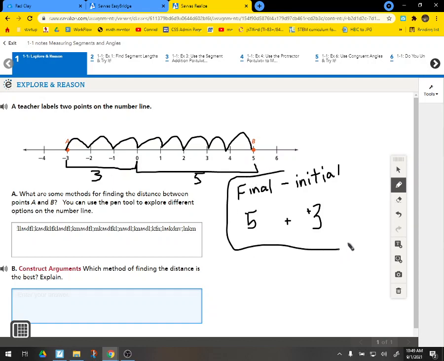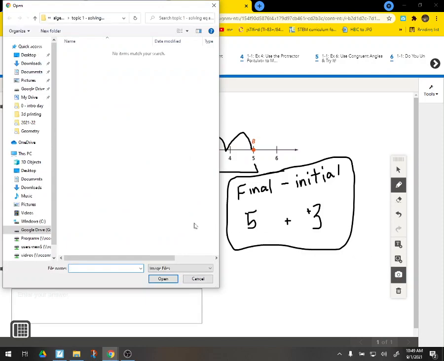Of course, this way is oftentimes the fastest, but when we're constructing arguments, it doesn't mean that we're necessarily right. We're saying, this is why I'm thinking this way. So which way is your favorite and why? Which one do you like the best? Why?